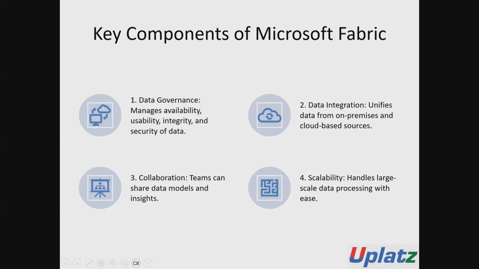So if we move into the PowerPoint, we can see that we have already talked about the key components of Microsoft Fabric. The first is data governance, which manages availability, usability, integrity, as well as security of data. We have data integration, which unifies data from on-premise and cloud-based sources. We also touch upon collaboration, where teams can share data models and insights. And at the end, we have scalability, which handles large-scale data processing with ease.